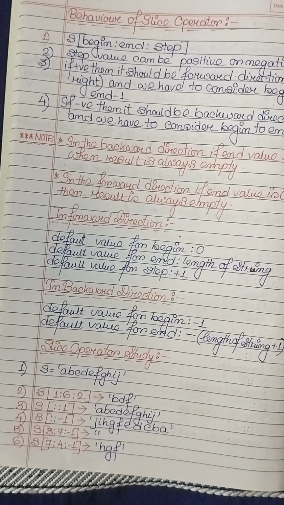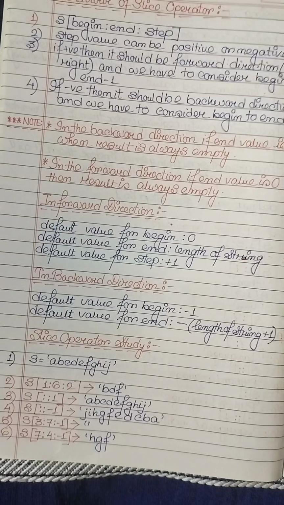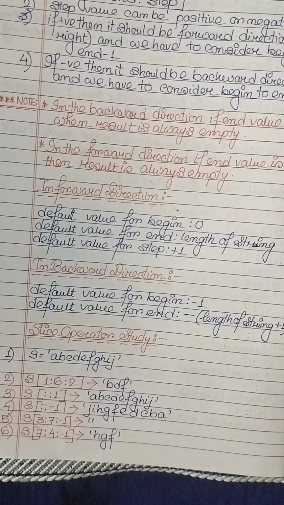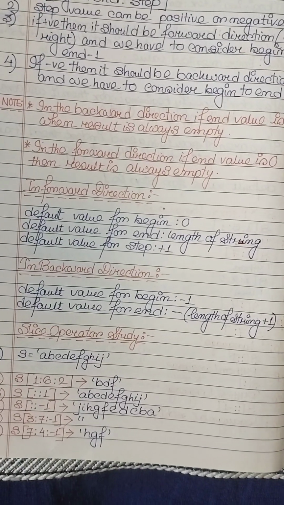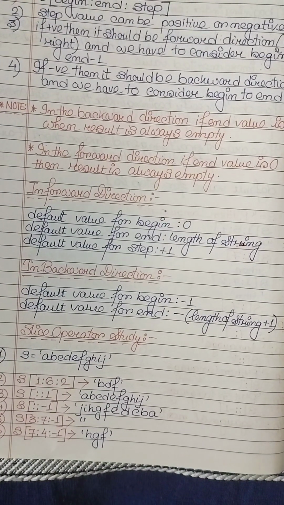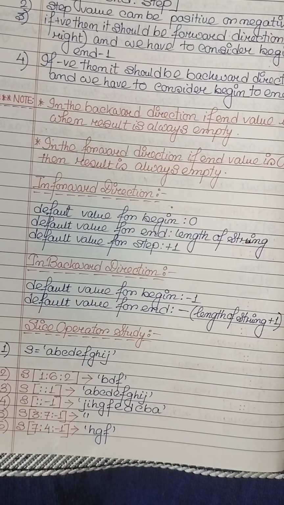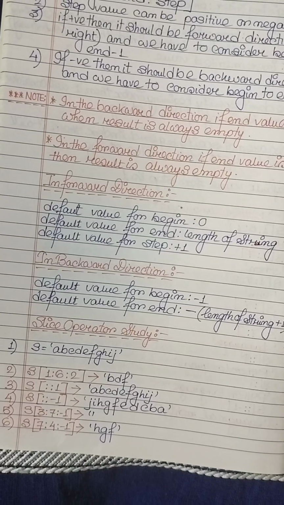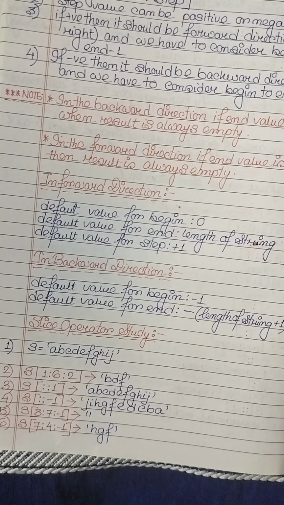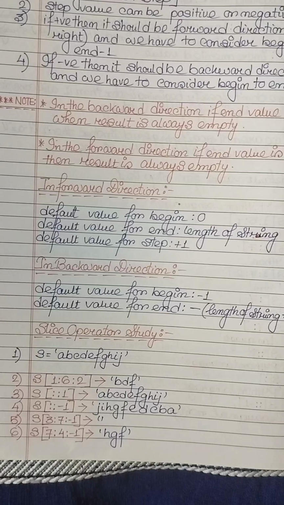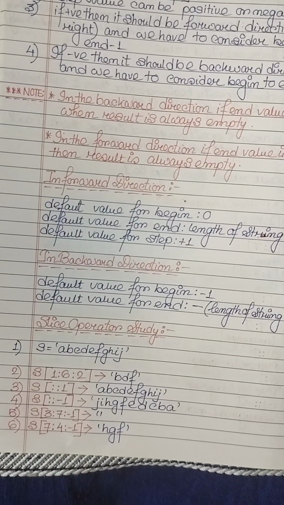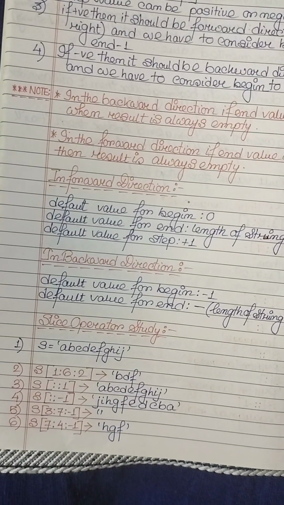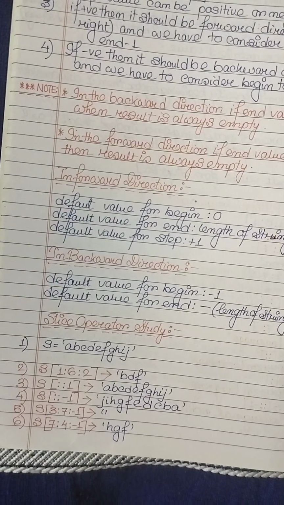So in the forward direction, the default value for begin is 0. The default value for end is the length of the string, and the default value for step is plus 1. In the case of the backward direction, the default value for begin is minus 1, and the default value for end is minus length of string minus 1.